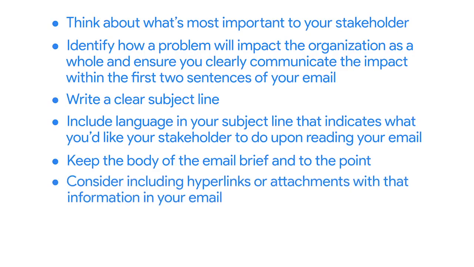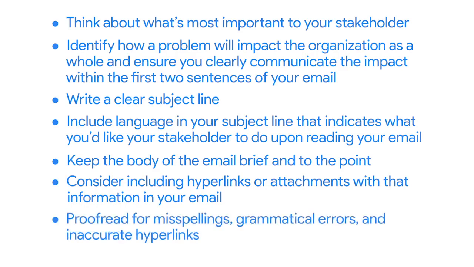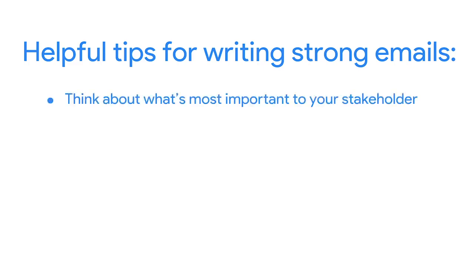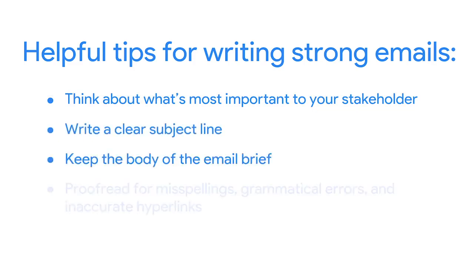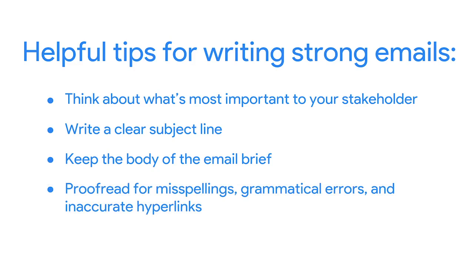Once you've finished writing your email, be sure to proofread it for misspellings, grammatical errors, and inaccurate hyperlinks. Use spell check and other grammar check functions in your email application or online to help you make sure everything looks good. Let's review. When writing an email to stakeholders, make sure to do the following. Think about what's most important to your stakeholder. Write a clear subject line. Keep the body of the email brief, and proofread for misspellings, grammatical errors, and inaccurate hyperlinks.